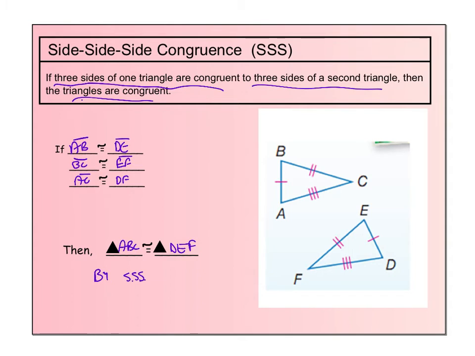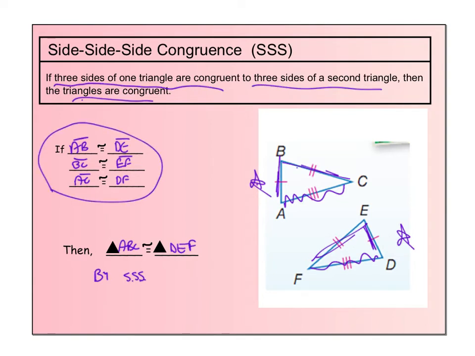All this is saying is that I've got this side matching up here, I've got this side matching up here, and I've got this side matching up here. And when I have that situation, I can say yes, this triangle is congruent to this triangle. That's enough to tell me those two triangles are congruent. But I might have to do some searching to figure that out.